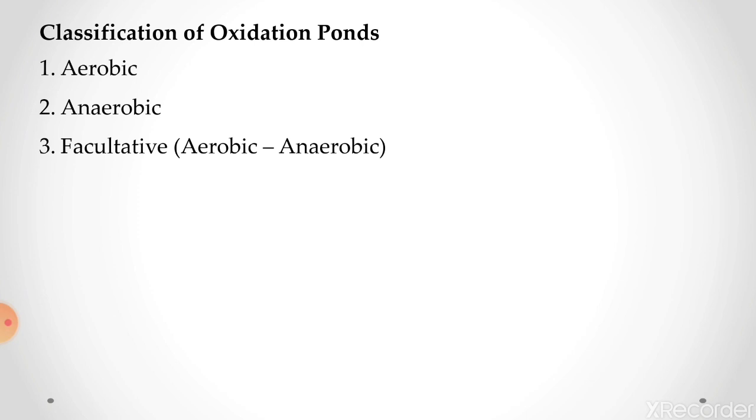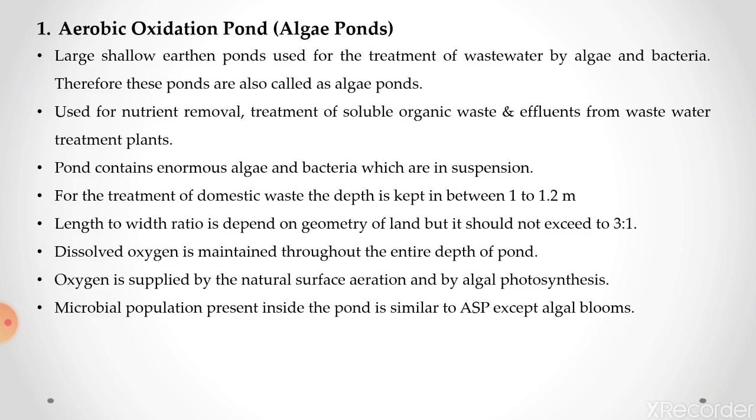The oxidation ponds are classified as aerobic, anaerobic and facultative, that is both types of actions occur or are observed. Such types of ponds are called facultative, that is aerobic and anaerobic. Let us first discuss the aerobic oxidation pond. It is also called an algae pond. Large shallow earthen pond used for the treatment of wastewater by algae and bacteria. Therefore, these ponds are also called algae ponds. Used for nutrient removal, treatment of soluble organic waste and effluents from wastewater treatment plants.